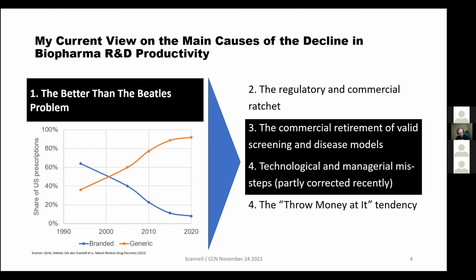I'm going to argue that actually it's correlated with the retirement of the best screening and disease models, right? That's been a contributory factor. That's probably going to be one of the most important ones in my view. There have been some technological and managerial missteps because I think people didn't really understand the features of R&D that drive productivity as well as they thought they did.